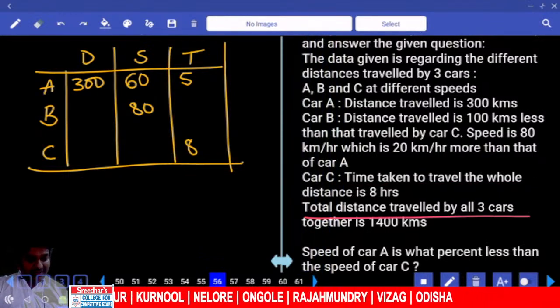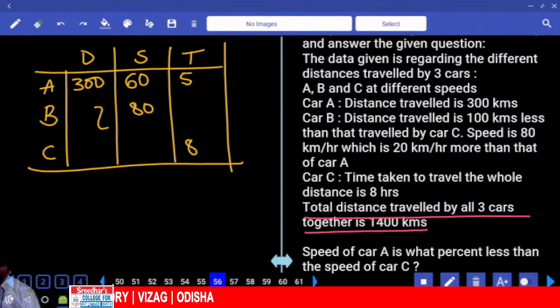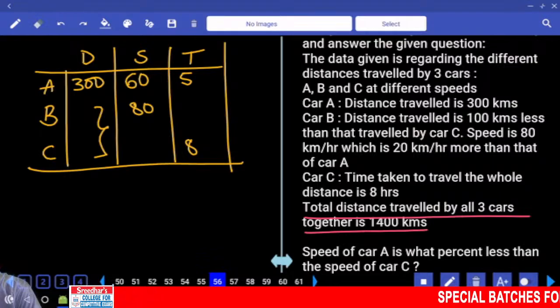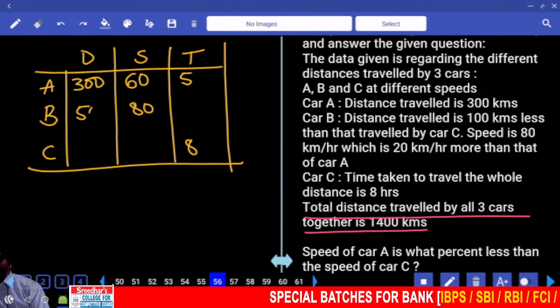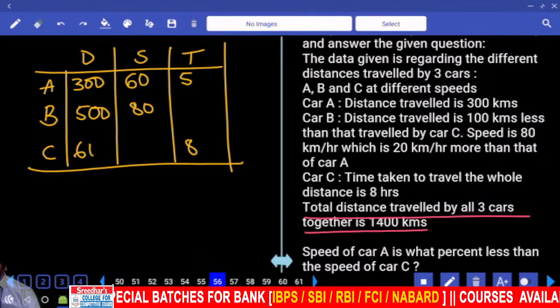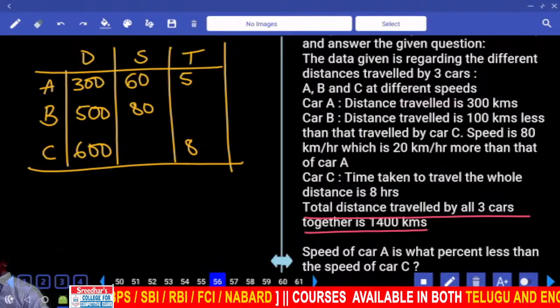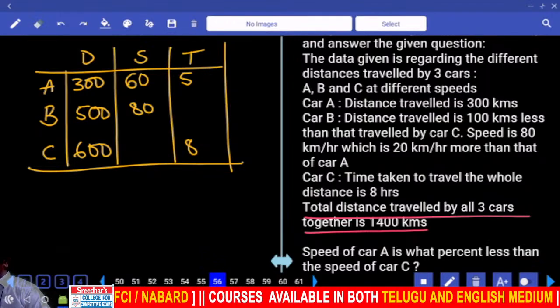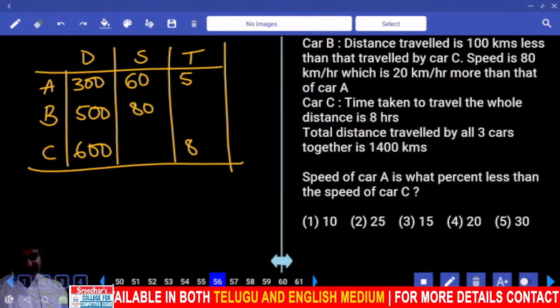Total distance traveled by all 3 cars together is 1400. Out of 1400, we already know the distance covered by A, which is 300. Then B and C together should be 1100. Which is traveling more distance? C, by 100 kilometers. Subtract 100 from 1100 and distribute equally: each gets 500. And you know that C travels 100 kilometers more, so that will be equal to 600. We can calculate time taken by B, and also speed of C, when it is really required.